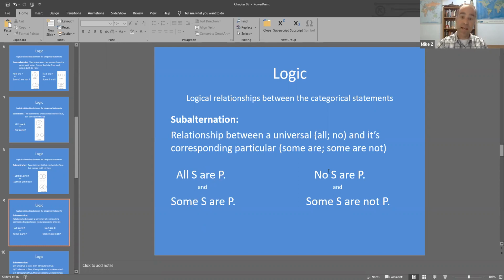Over on the right side, we have the negative ones. The negative universally quantified categorical statement, no S's are P. And then the particular negative one.